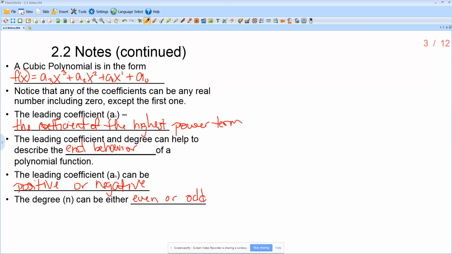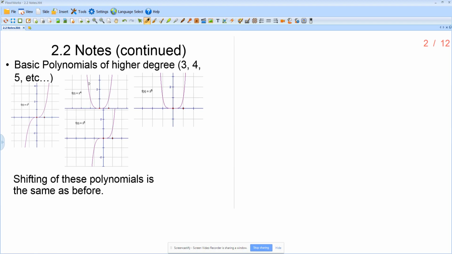So I'm going to throw back a slide now. Looking at this, notice even things, they have the same sort of end behavior. End behavior meaning as I move all the way to the right, what happens? As I move all the way to the left, what happens? Okay, well, this is increasing either way.